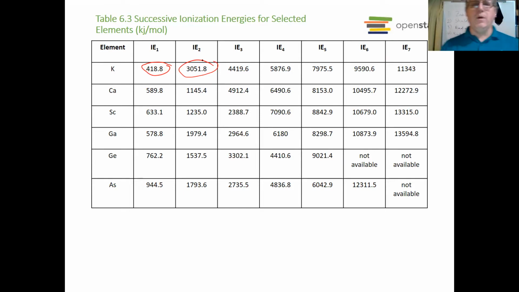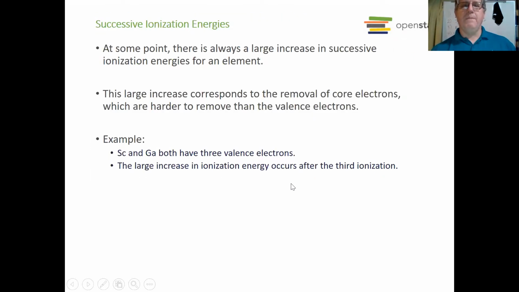Notice that we see large jumps in calcium between the second and third. We see for arsenic, where do we see that big jump? It is between the fifth and the sixth. Well, what does that tell us? If I see where the big jump is, I can tell the number of valence electrons that a particular substance has, even if I don't have the identity of the element. Okay.